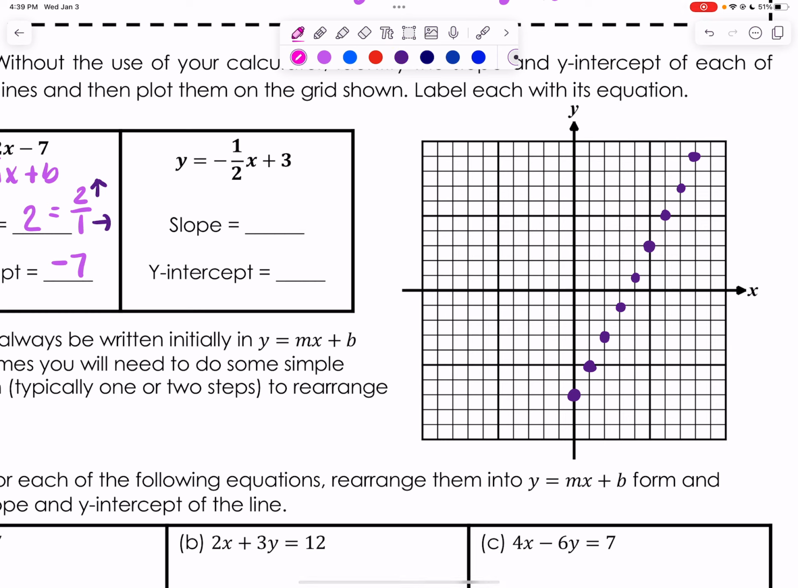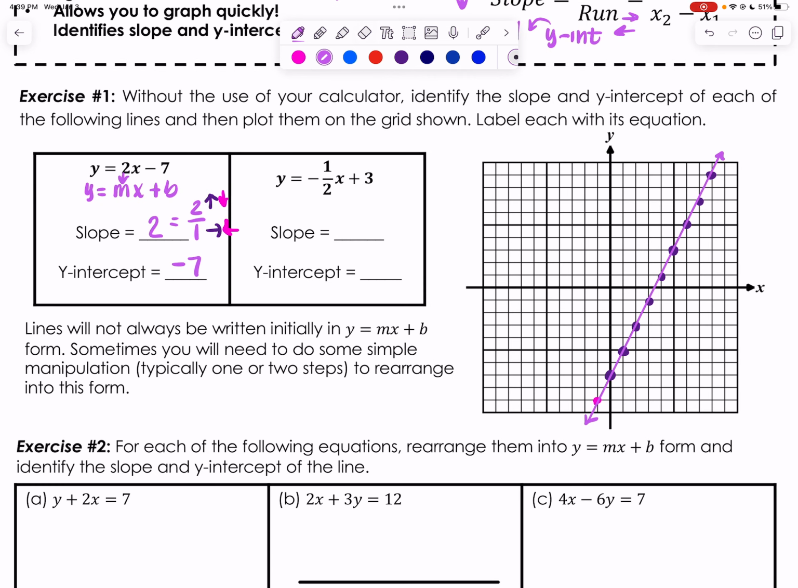Now, instead of going up, I can go down, and instead of going to the right, I can go to the left. So if I go back to my y-intercept, I go down 2, left 1, and I would end up over here. I then just draw a line going through my points like this. And that's the equation of our line, y equals 2x minus 7.